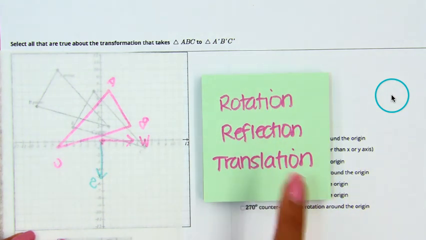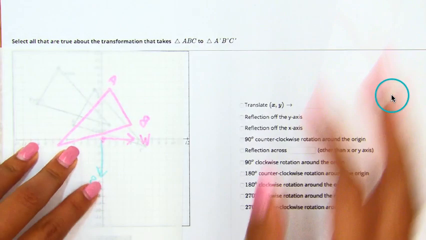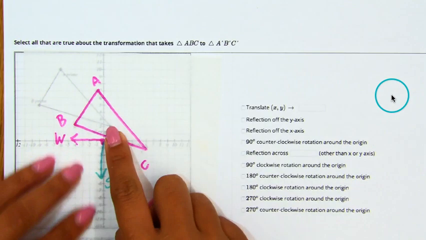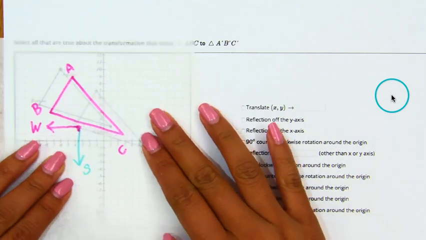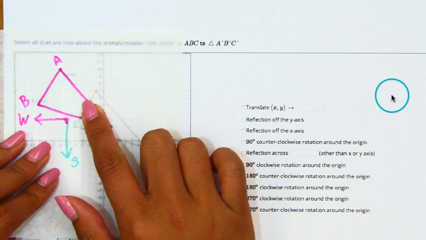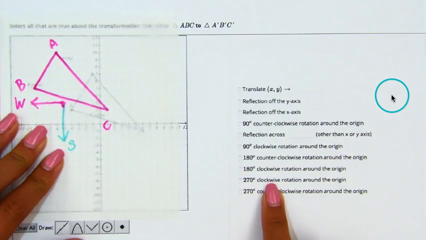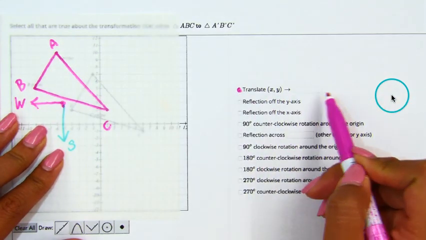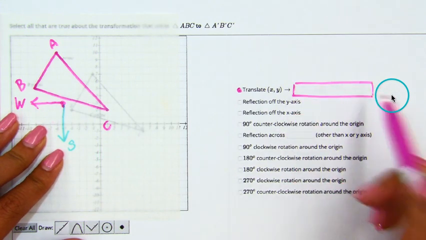There's a good chance it could be a translation, so let's check this one out. So going back to here, I want to see, is it possible for me to slide this over to the new one? And the answer is yes, it can. So this is considered a translation. You'll notice the only option that I have in this list for translation happens to be right here. Translation. Notice there is an open box. What should I put in this open box?